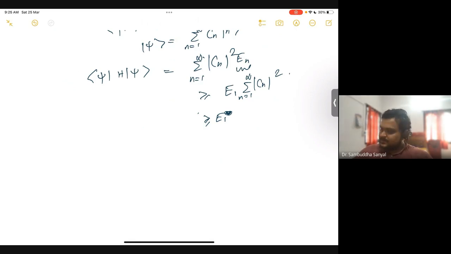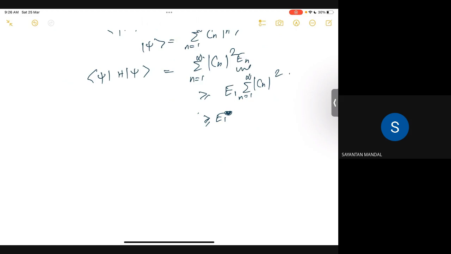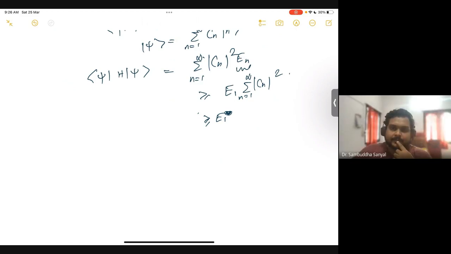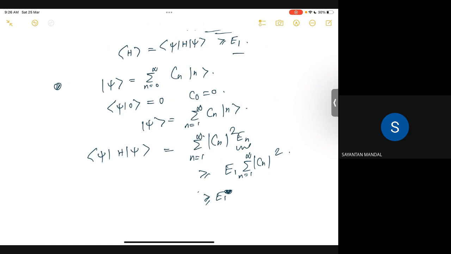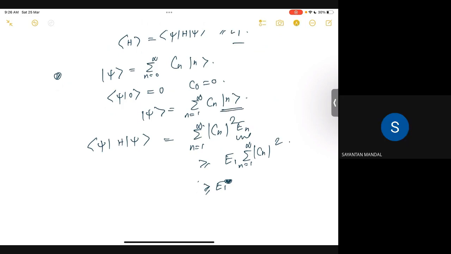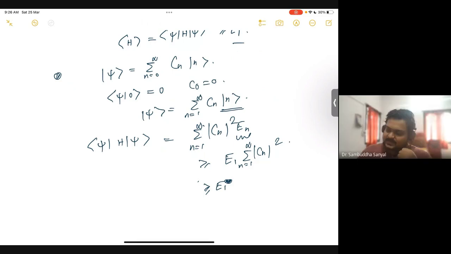So what to do about that? This is some factor times E1. Can you explain this part again? The summation in Cn, that part. No, no, this psi expectation value greater than or equal to E1 part. No, I am just replacing En by E1. And all the Ens which are greater than E1 are higher in energy, right? Okay. So this term must be greater than this.